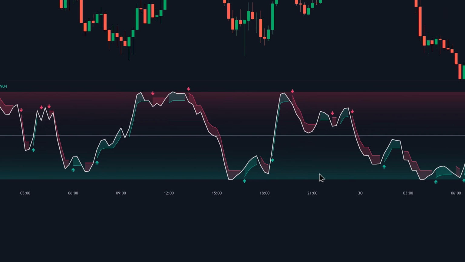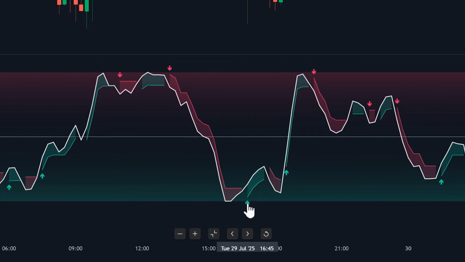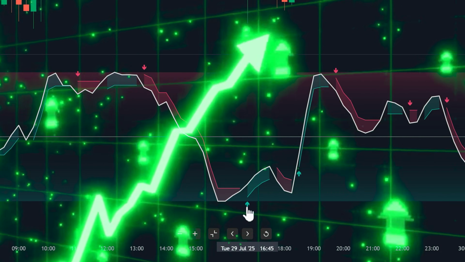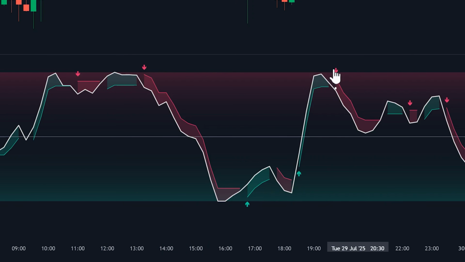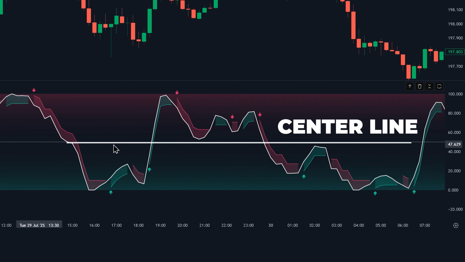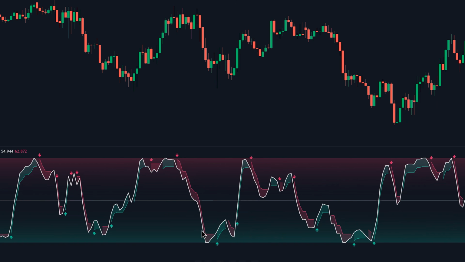Then we have these up and down arrows. These are basically printed whenever the Stochastic RSI and the SuperTrend crisscross. So when the white Stochastic RSI line crosses above the SuperTrend, a green arrow is going to be printed to indicate the start of bullish momentum. And of course, the red downward arrows are printed whenever the Stochastic RSI crosses below the SuperTrend, indicating the beginning of bearish momentum. Finally, we also have a center line, which is located at the 50 point on the indicator scale, just to give you a quick idea of when these lines are in bullish or bearish territory.